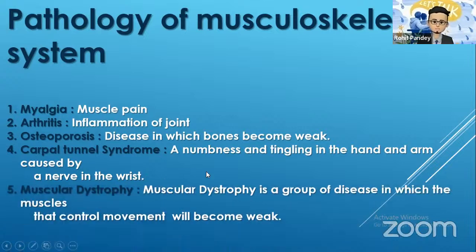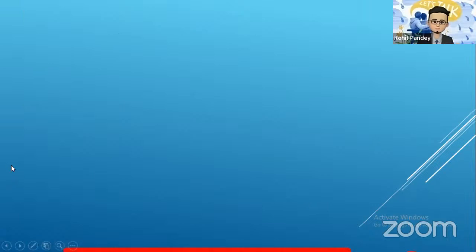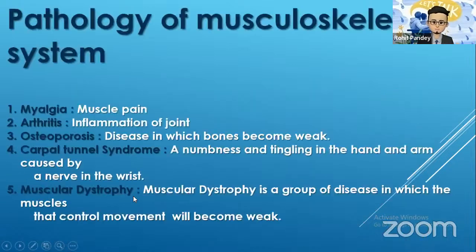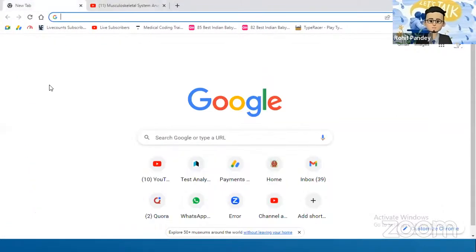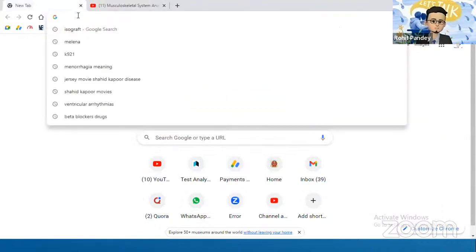And last but not the least, muscular dystrophy. Muscular dystrophy is a group of diseases in which the muscles that control movement become weak. Now I'm going to find carpal tunnel syndrome on Google, so you can easily learn about it. So here we can type.